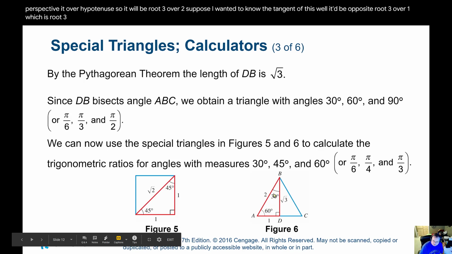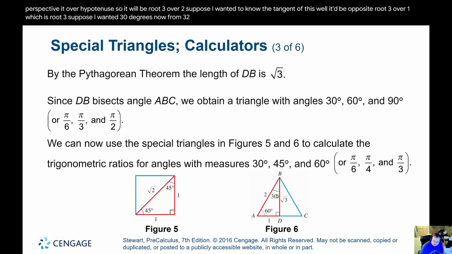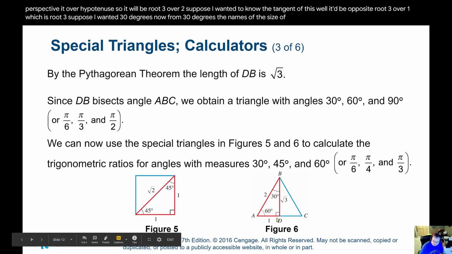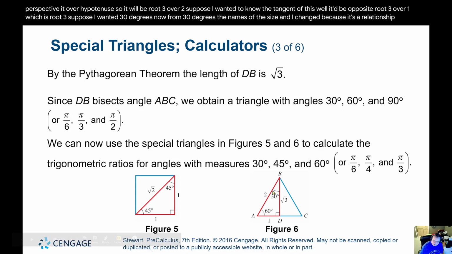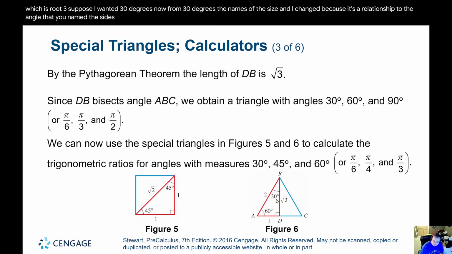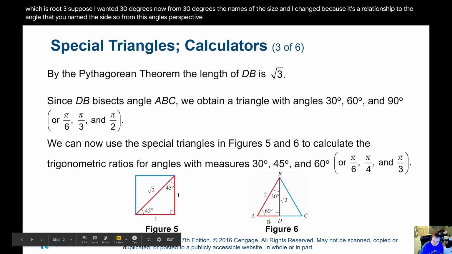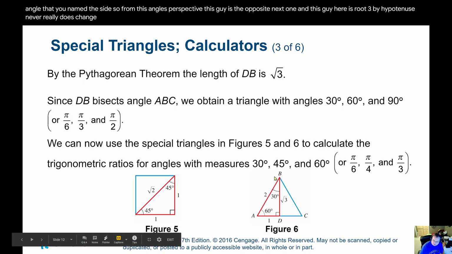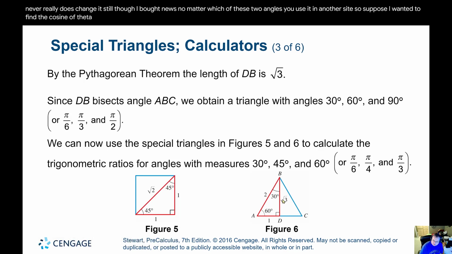Well, suppose I wanted 30 degrees. Now, from 30 degrees, the names of the sides are now changed because it's in relationship to the angle that you name the side. So from this angle's perspective, this guy is the opposite and it's 1, and this guy here is root 3. The hypotenuse never really does change. It's still the hypotenuse no matter which of these two angles you use to name the other sides. So suppose I wanted to find the cosine of 30. Cosine is adjacent over hypotenuse, root 3 over 2.